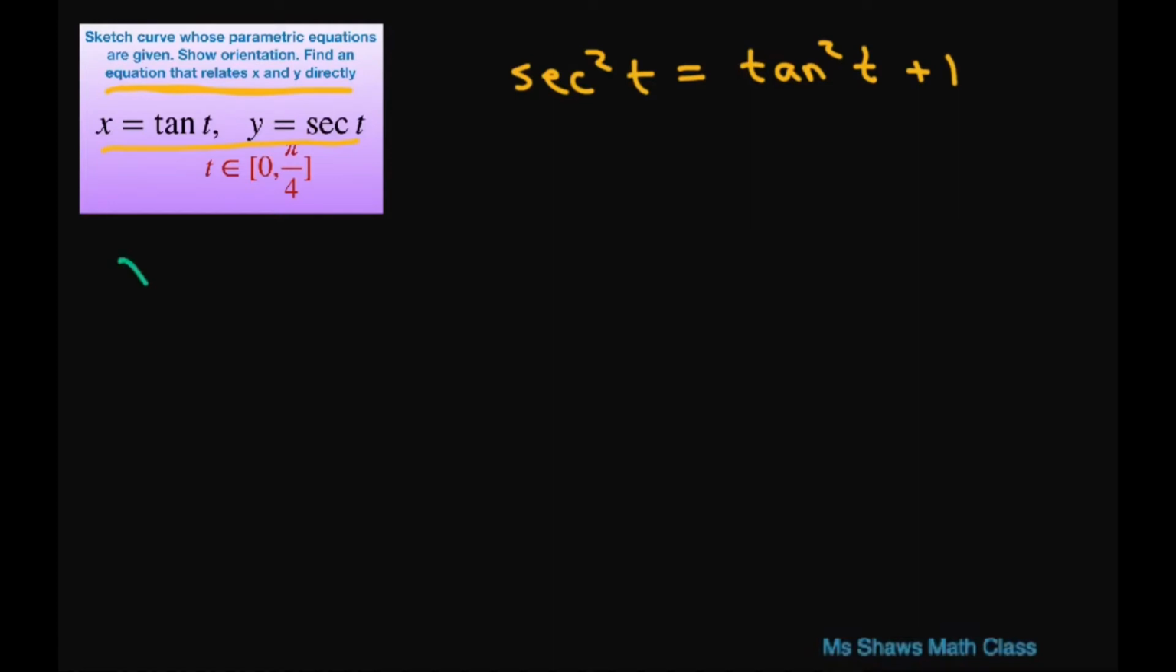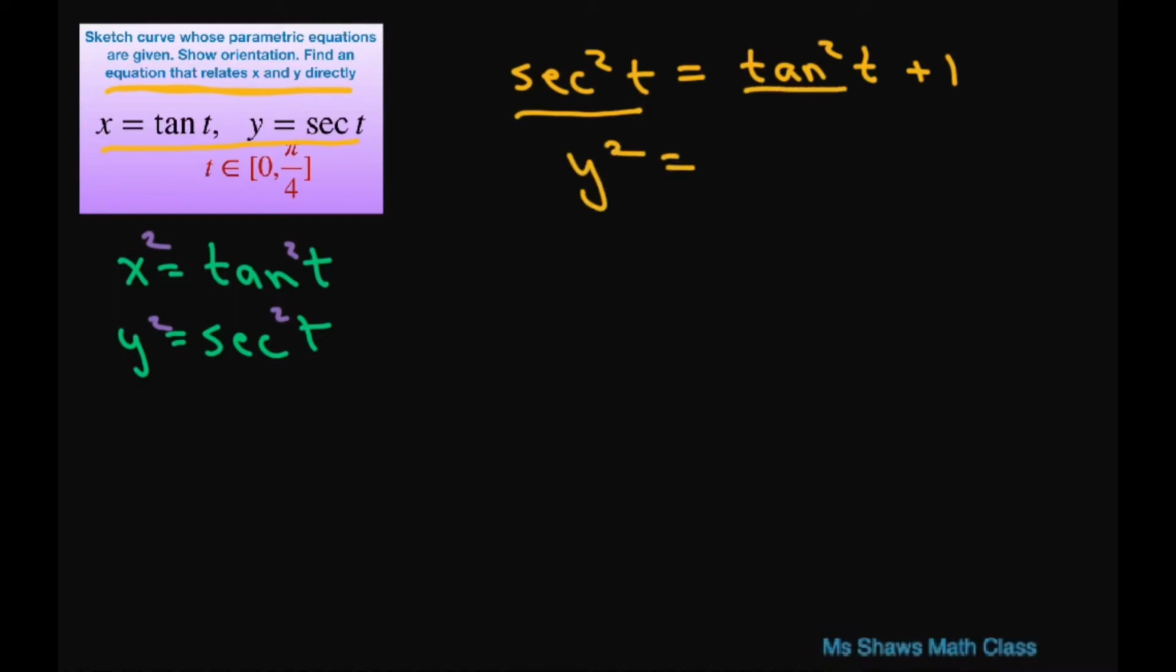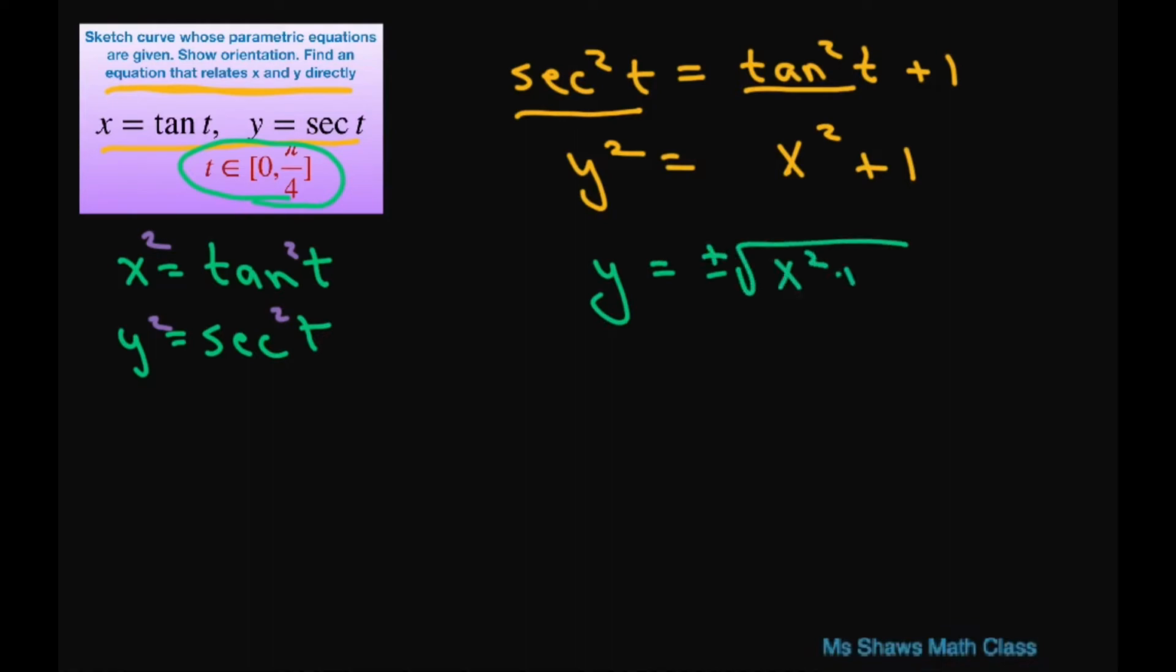Now, if we have x equal tan of t and y equals secant of t, then we can just square everything. And we're going to get secant squared of t is y squared, tan squared of t is x squared, plus 1. Now let's solve for y, and you take the square root, and we're in between 0 and pi over 4. So you get y equals plus or minus square root of x squared plus 1.